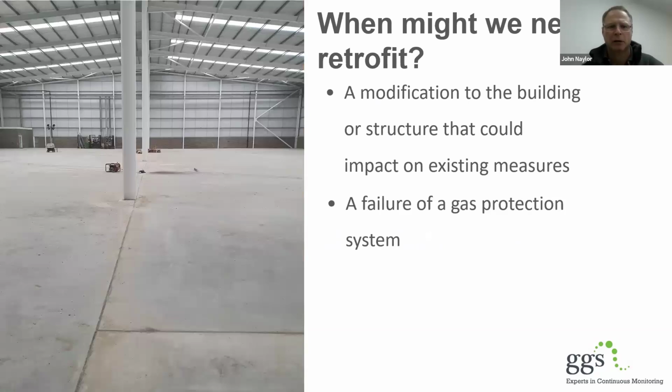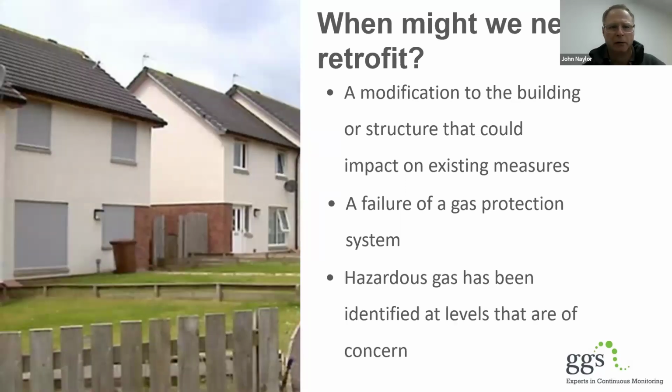Another one might be that we've got a failure of a gas protection system. So in this particular one here, there's a gas protection system in place, in a warehouse construction, and gas has been found coming through various places. So we need to go back and sort that out. And hopefully we don't find too many of these.